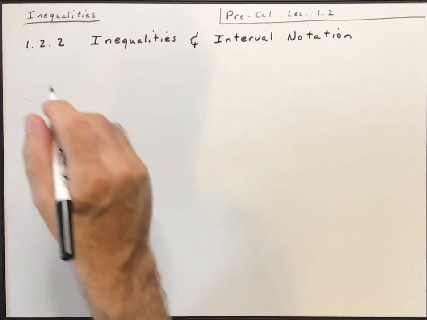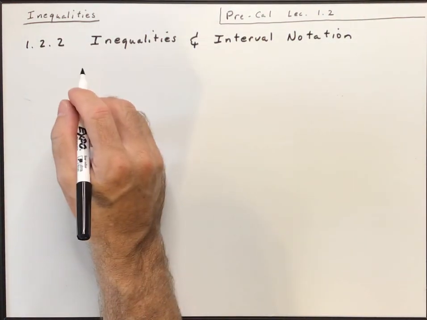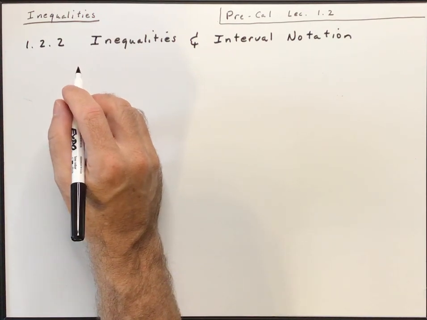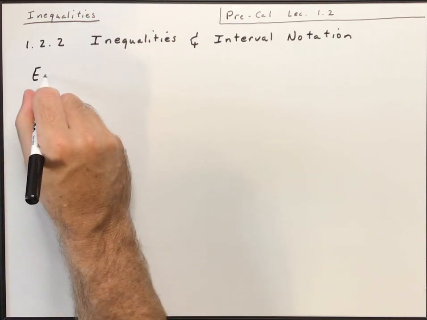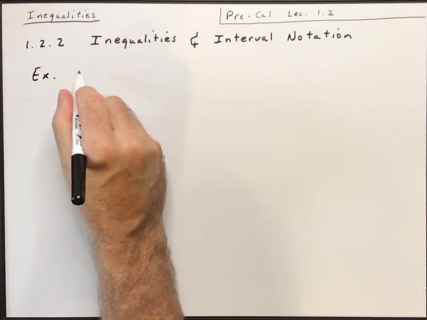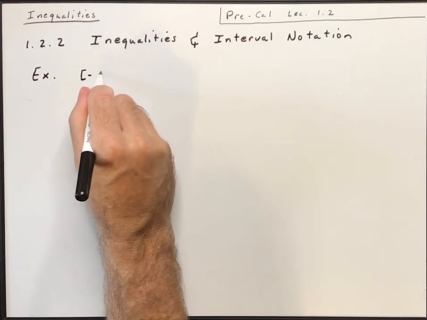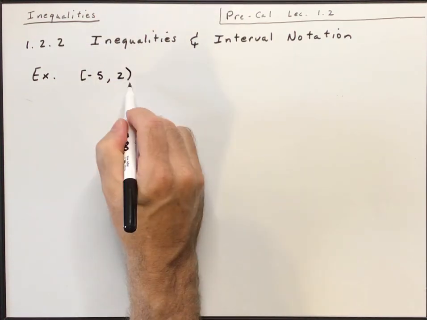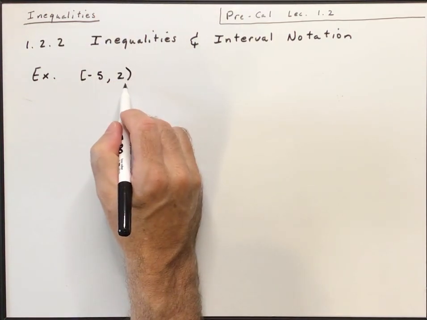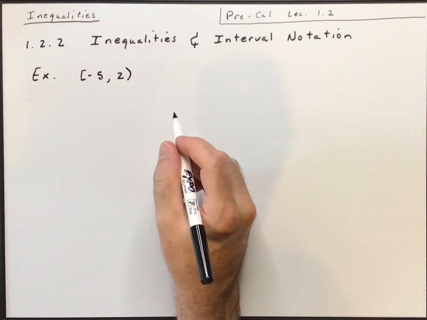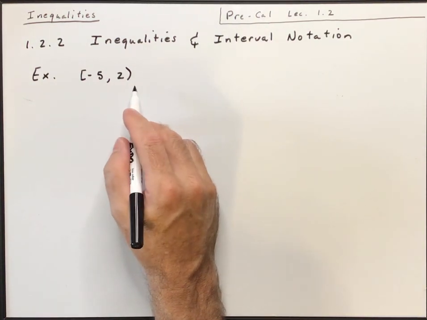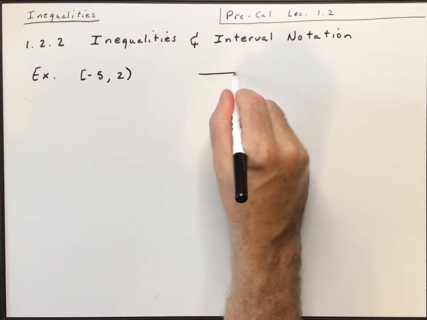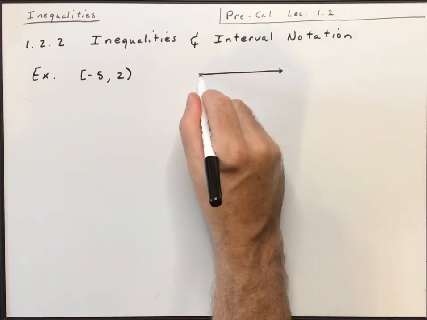Okay, let's try going the opposite direction. Let's say we're given an interval, -5 to 2. We have a bracket and a parenthesis. And we want to know what's the inequality. Convert that to an inequality. Well, I've been doing the number lines, so we'll go ahead and do a number line real quick.